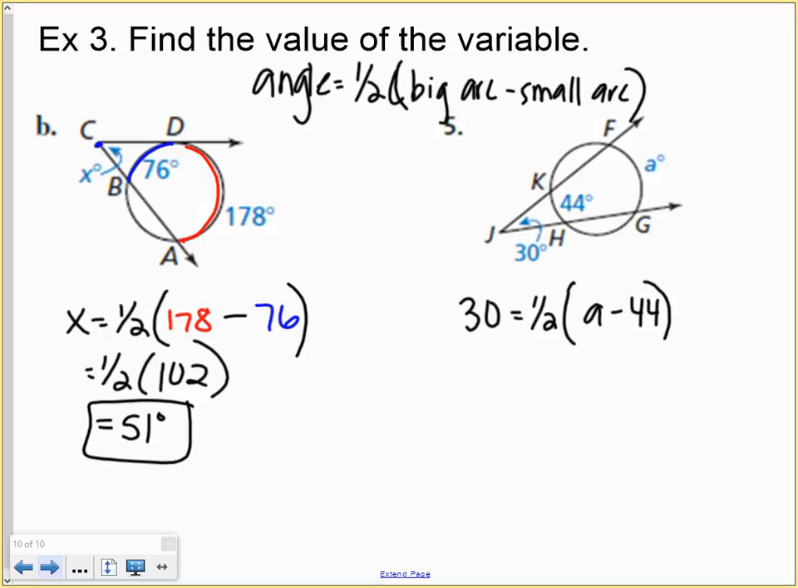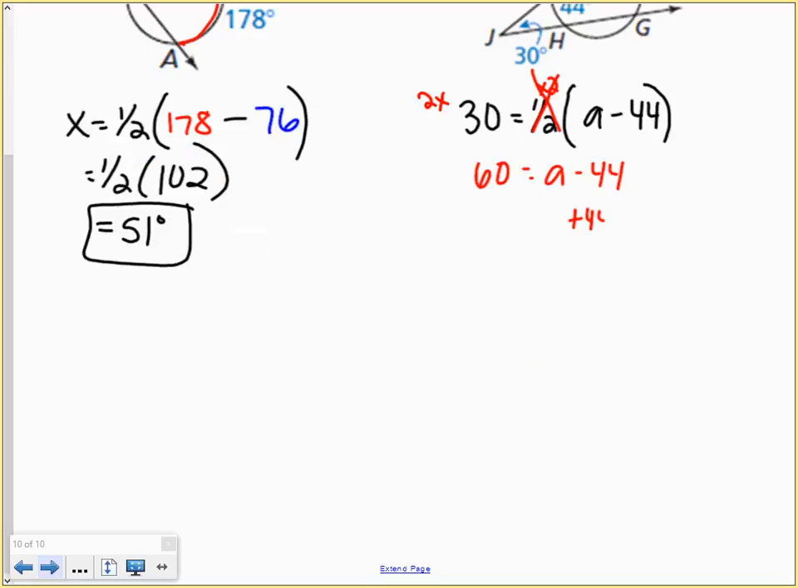All right, this is specifically where the person first asked, can I distribute a 0.5 through? Sure, you can distribute the 1/2 through if you want to. I just personally, when I see the 1/2, I get rid of it. So I multiply by 2 on both sides to get rid of it. And then I'm just left with a minus 44 and 60 on the left. But if you were to distribute the 1/2 through, you would probably end up with the same thing, hopefully. Add 44 over, and I get A equals 104.